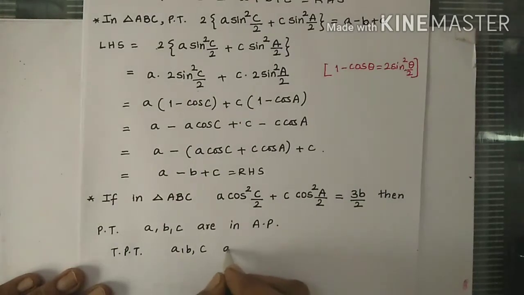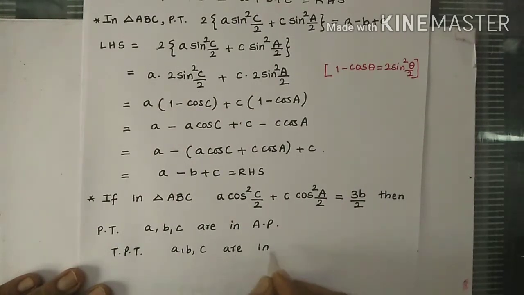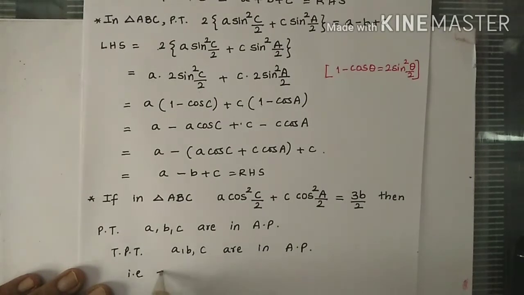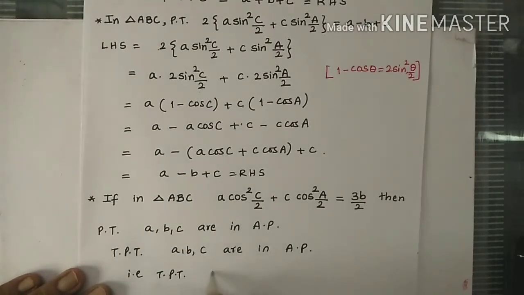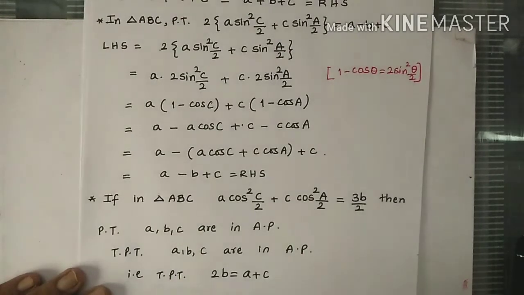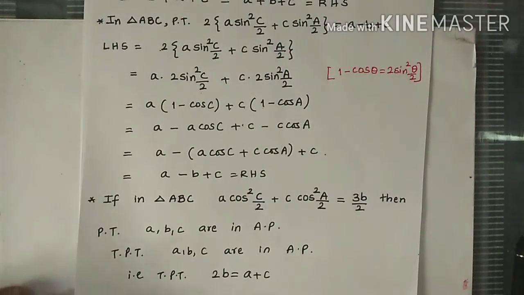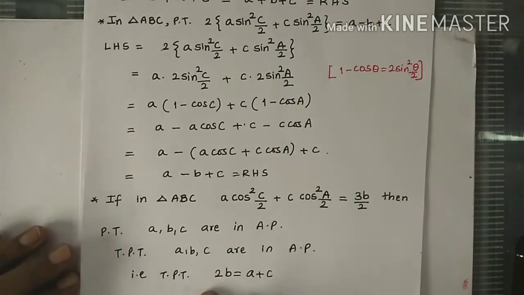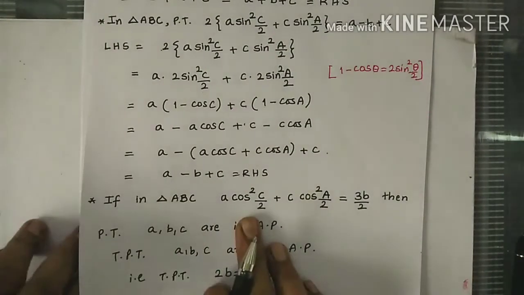So to prove that a, b, c are in AP, that is to prove that twice of b equal to a plus c. So this is to be proved. Now let's write the given equation. So the given equation is a cos square C by 2 plus c cos square A by 2 equal to 3b by 2.